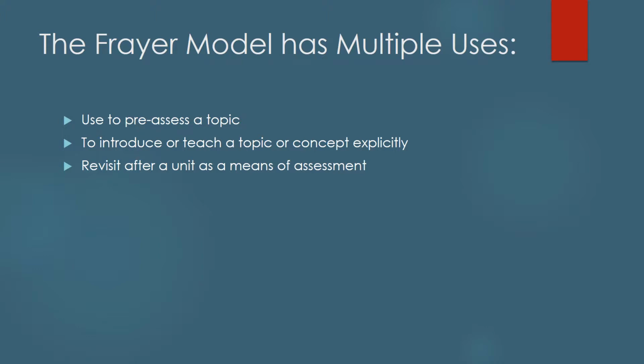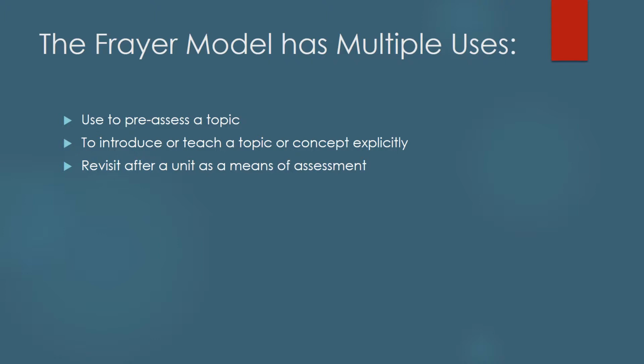The Frayer model has multiple uses by teachers. One way that the Frayer model can be used is to pre-assess a topic. You can use it to pre-assess a topic before planning your unit. This can tell you, what do students already know about what you're getting ready to teach? What prior knowledge do they have? You can then use this when planning your lessons, forming groups, and differentiating for those students who may need more or those students who need to be challenged.